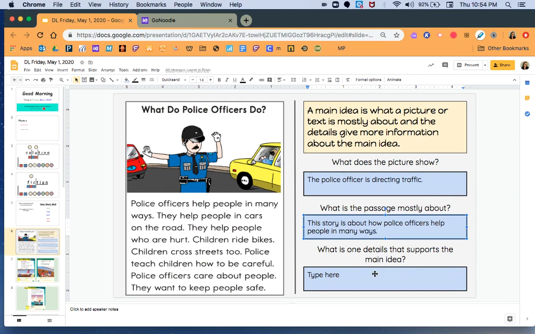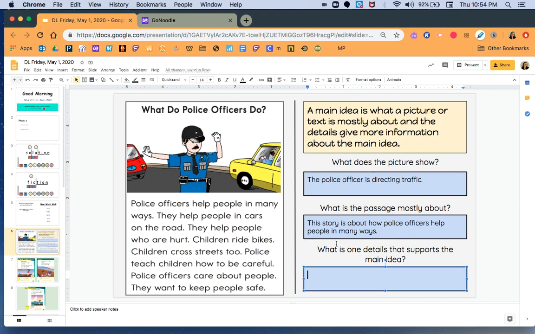What is one detail that supports the main idea? Well, they gave me a lot of ideas about how they help people in cars, they help children learn safety tips, and how police officers care about people. So we just have to pick one of the main ideas. Which one do you want to pick? I'm going to pick the idea about how police teach children how to be careful, because that I feel is very important. So what's one detail that supports the main idea?